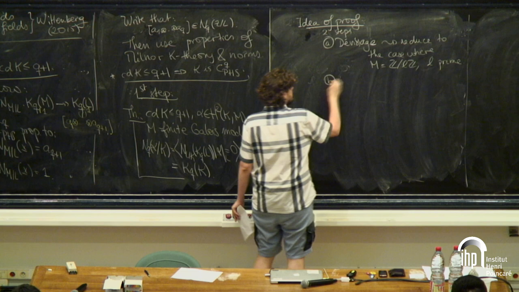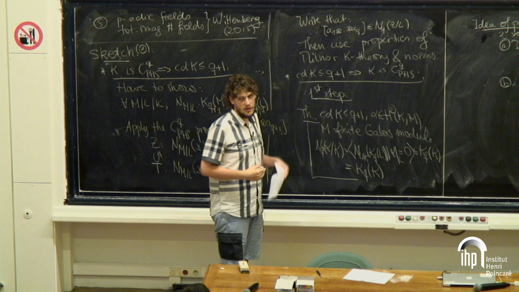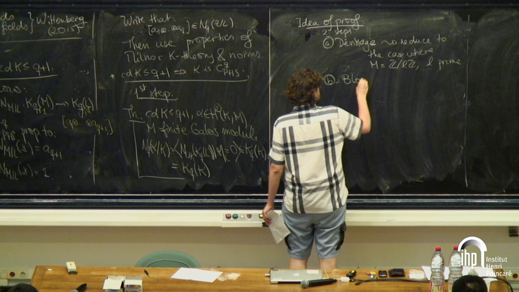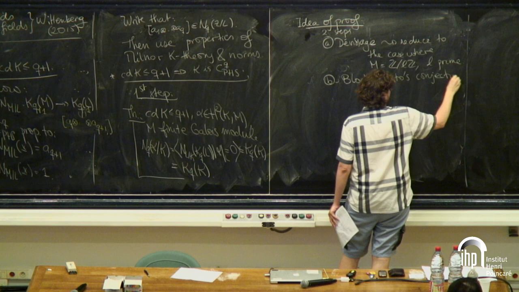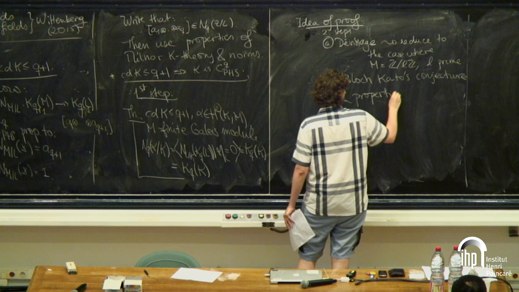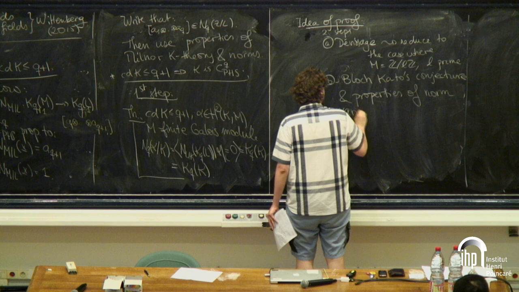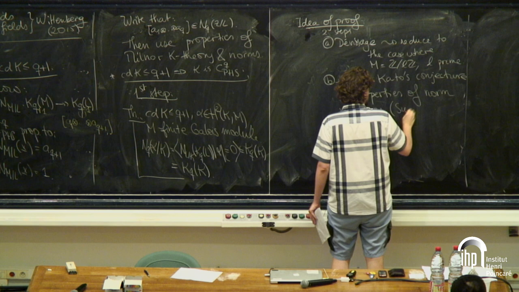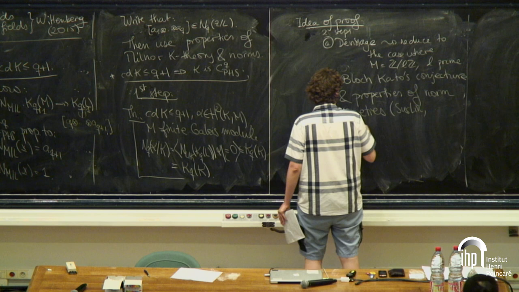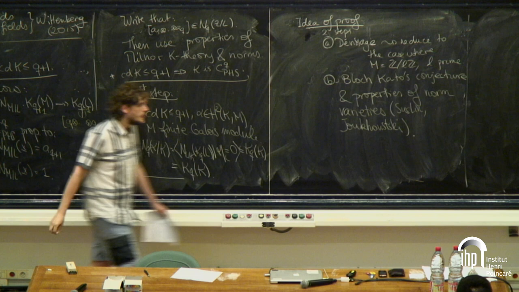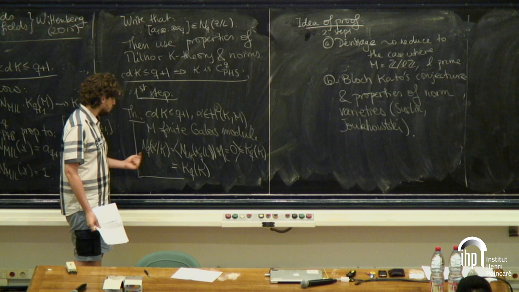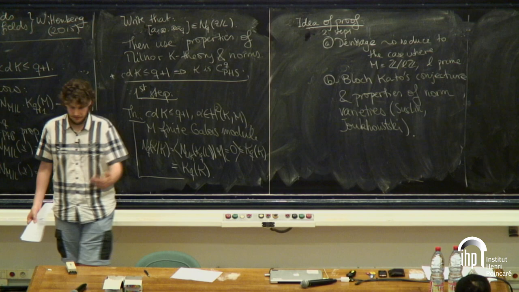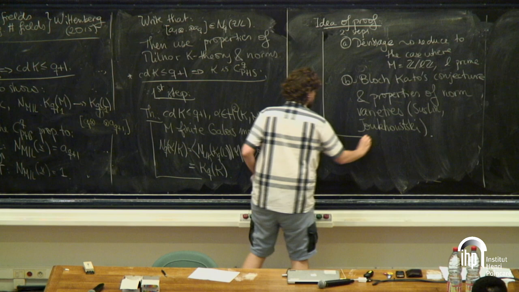And to deal with this case, you have to use Bloch-Kato's conjecture. And even somewhat more, you need some elements of its proof. So you need Bloch-Kato's conjecture as well as some properties of norm varieties, which are due essentially to Suslin and Zhukovitsky. So by norm varieties, I essentially mean varieties that parameterize typically extensions L that kill a cohomology class with coefficients in Z mod LZ. All right. So this was the first step.